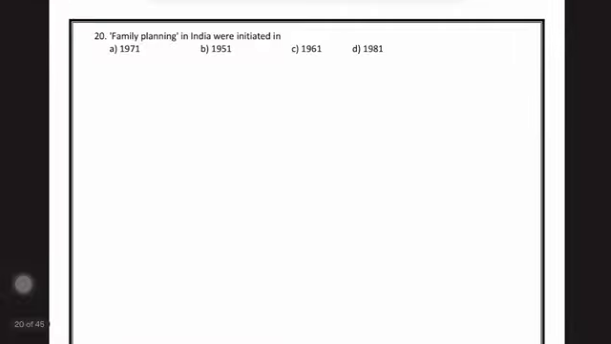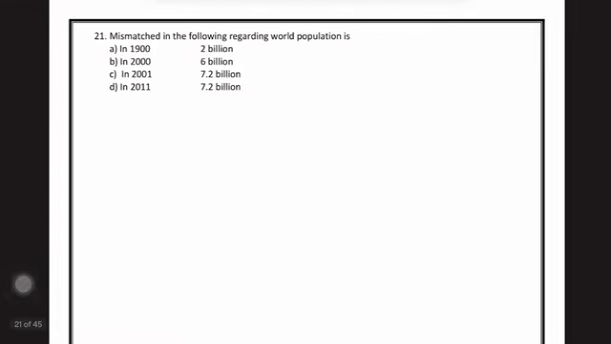19th question. RCH stands for Reproductive and Child Health Care. Option C. A says reproduction and care of health. No. B says romance with child health. No. And D says all of these. No. So answer is C. 20th question. Family planning in India was initiated in. It was initiated in the year 1951. So answer is B. So direct question from NCERT. 21st question.